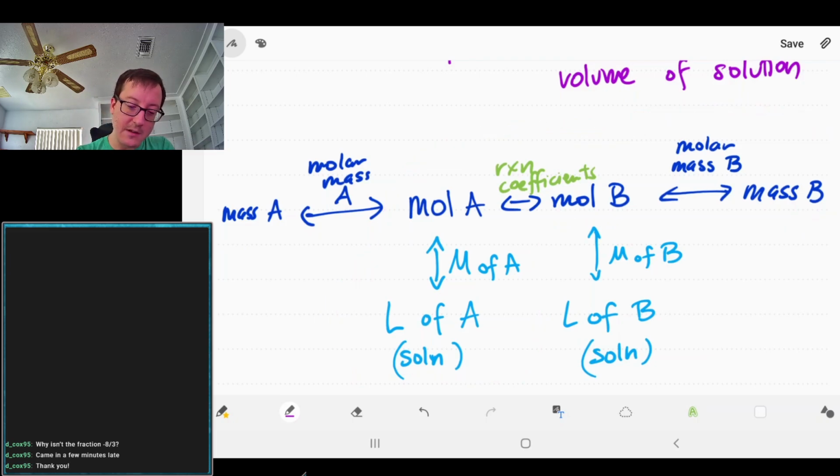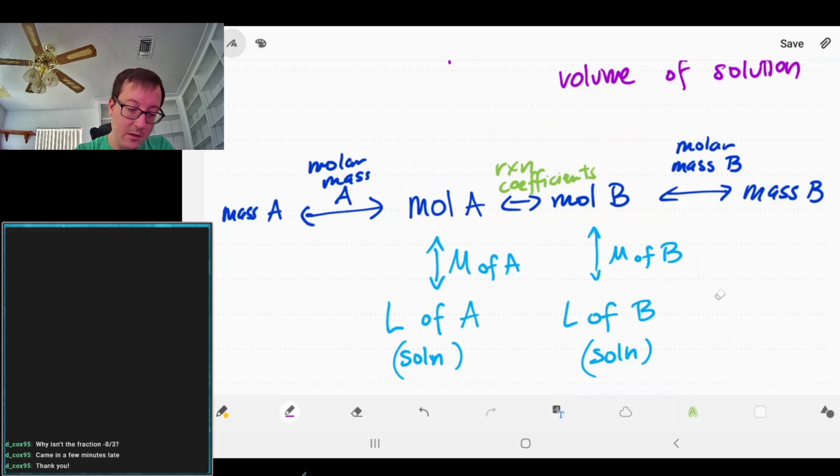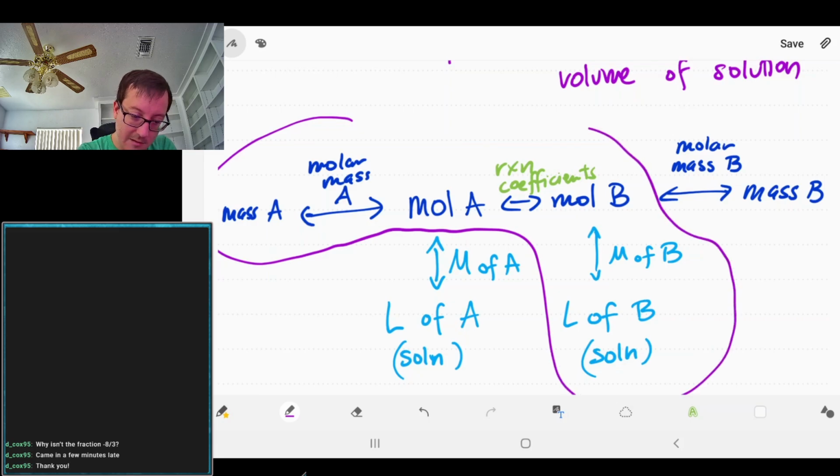Or I'm going to start with liters of solution and I'm going to end with liters of solution. And I'm going to do this pathway. Notice again, the middle part is still that reaction coefficients idea. The stoichiometry of it is still the same. I can still go mass to liters. I can do any of these. These are pathways. Pathways with reversible arrows, so you can go whichever way you need to go.